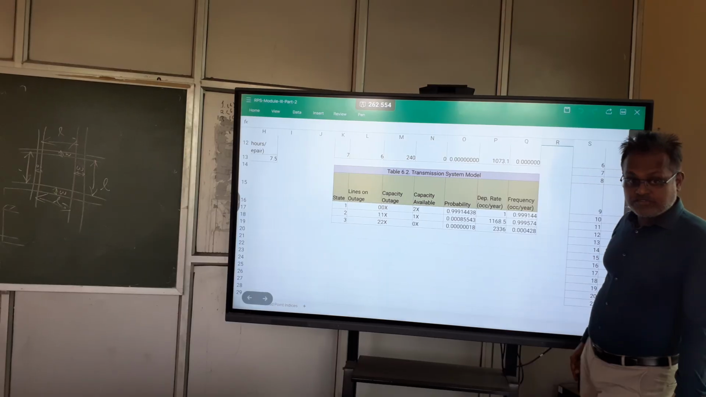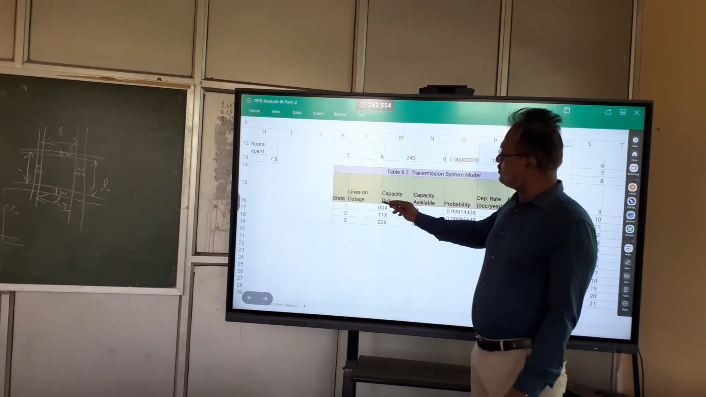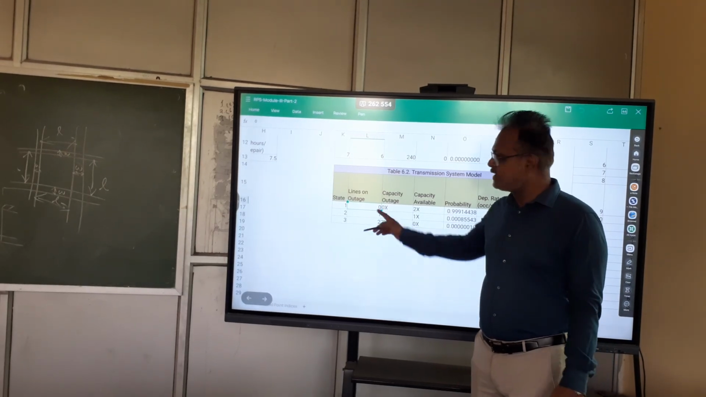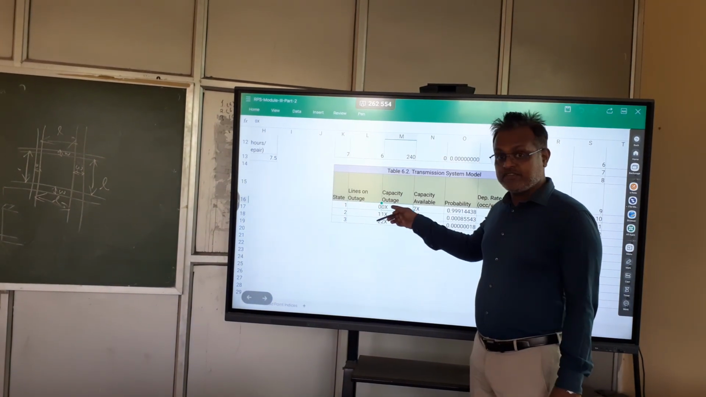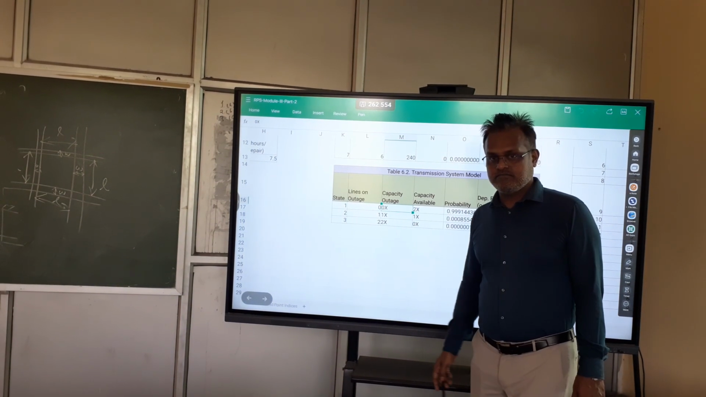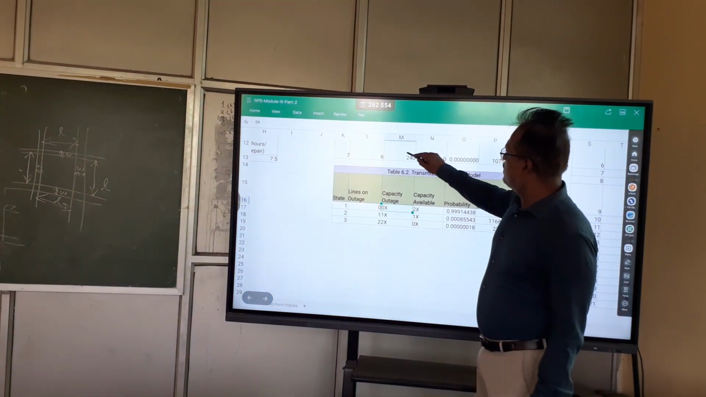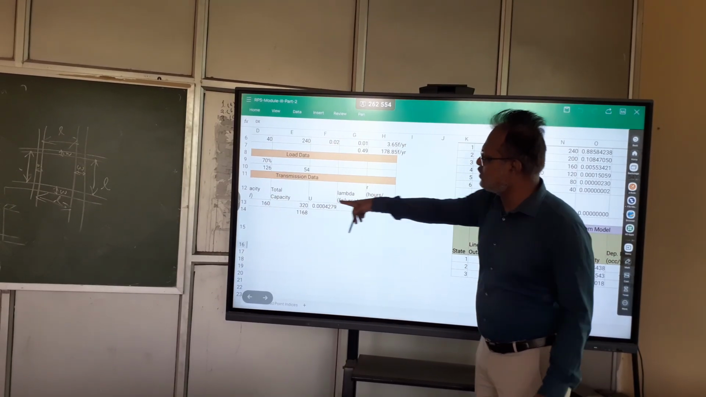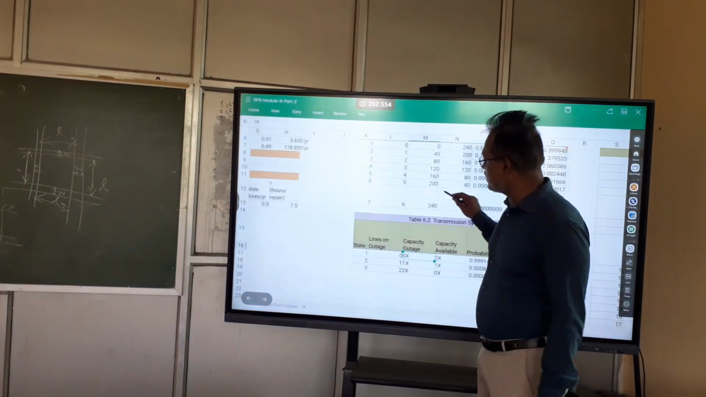How to obtain a transmission system model? This is new to you. Okay. Now there are only 2 transmission lines. So how to develop the capacity outage table? Either no line is out, or one line is out, or both lines are out. Capacity outage depends on the capacity of the transmission line, which I have taken as X. Because it is not given, the capacity of each transmission line is actually 160. Total transmission capacity is given as 320, so each transmission line is 160 megawatt. So X is actually 160 megawatt here, but we don't bother about that.